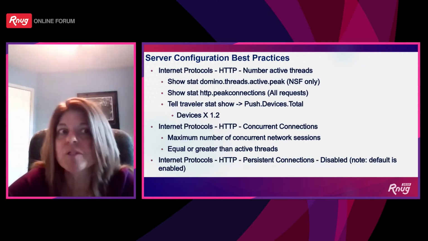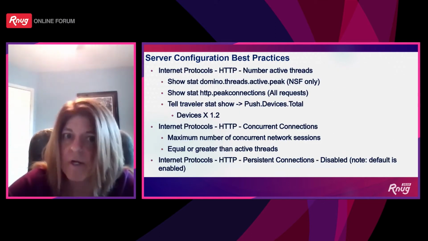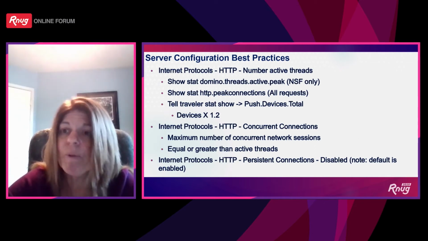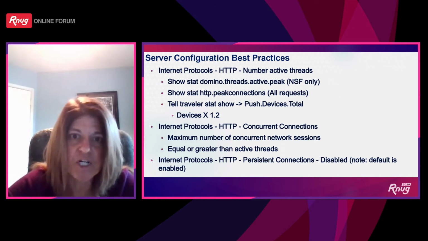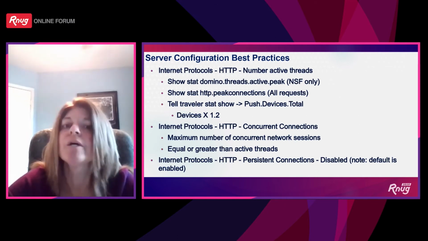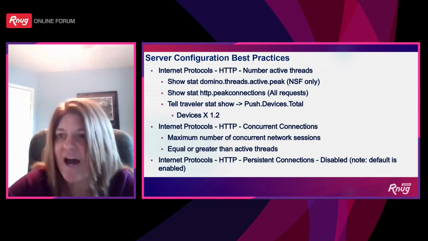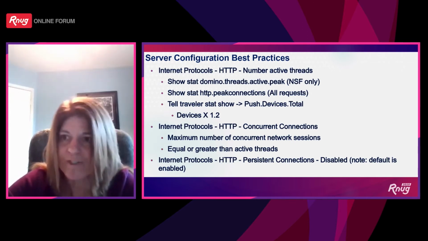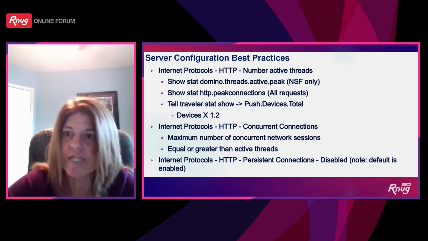Now, when we think about the Domino server as a web server, we want to ensure it is optimally performing. So to help it run in a more efficient fashion, the first thing you can do is manage the number of active threads that are available. And that is done through the Server Documents Internet Protocols tab.